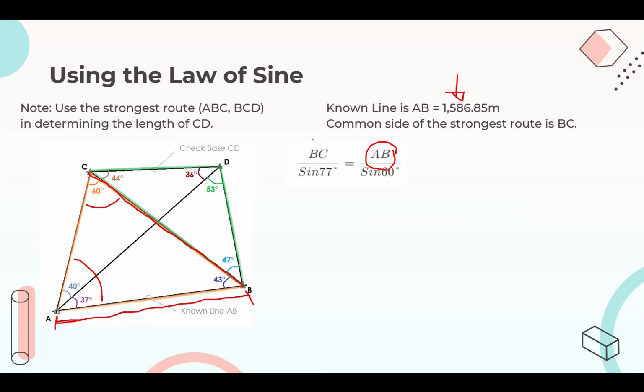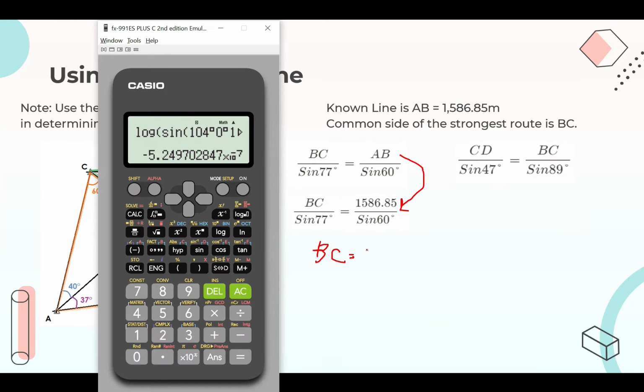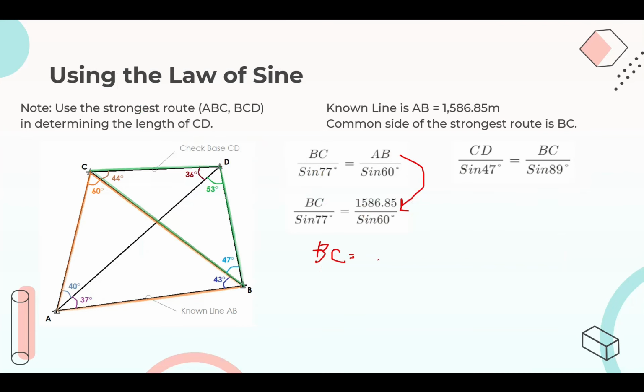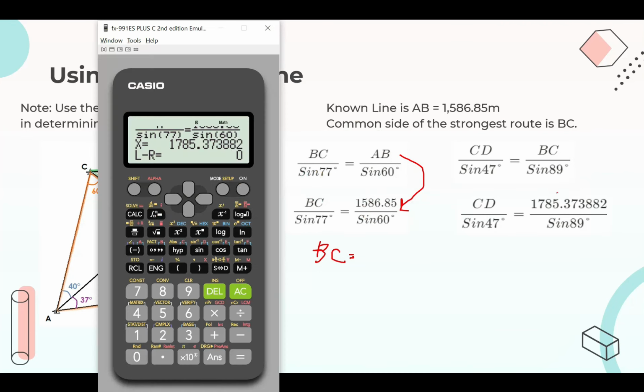So, this is the law of sine. You guys remember how to use this? This is the law of sine. And you just shift solve that, and you should be able to get a value for BC. Let's solve for BC in our calculators. Do that. Okay, so our BC is 1785.37. So let's confirm that here. I wrote it here, okay?